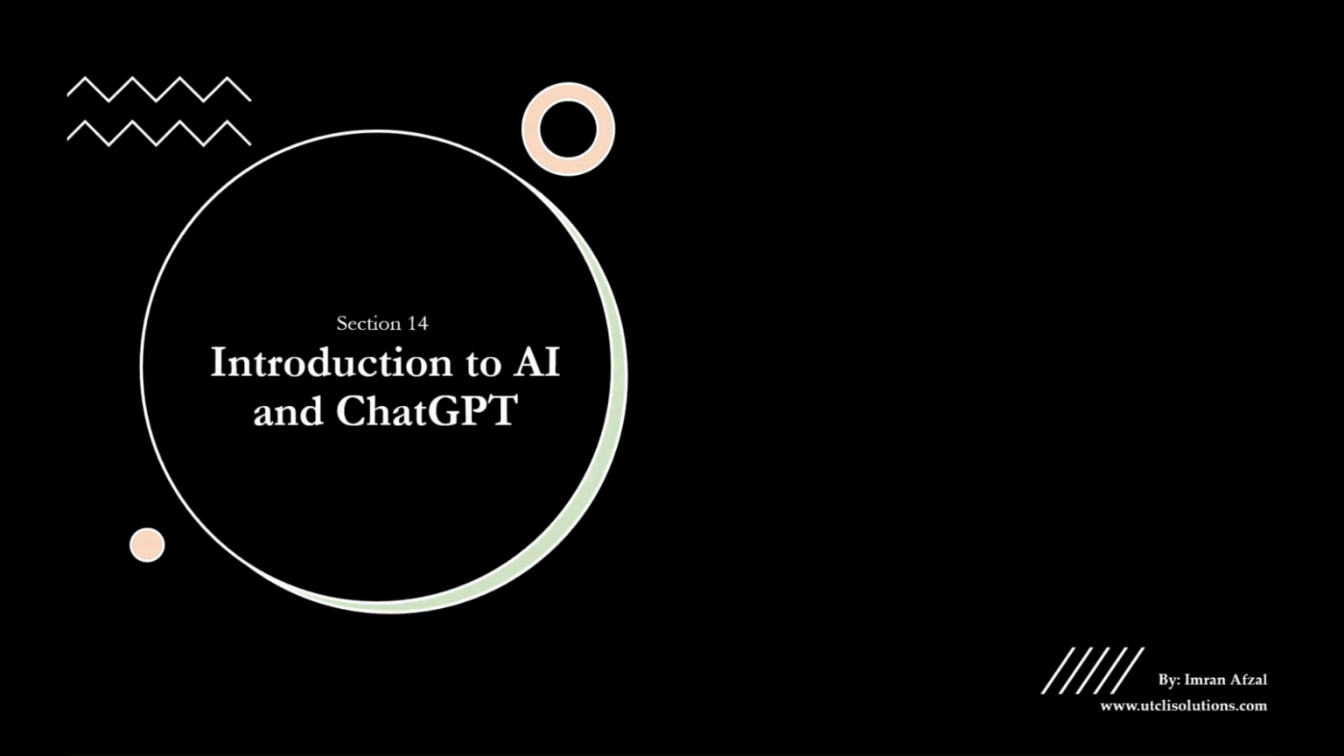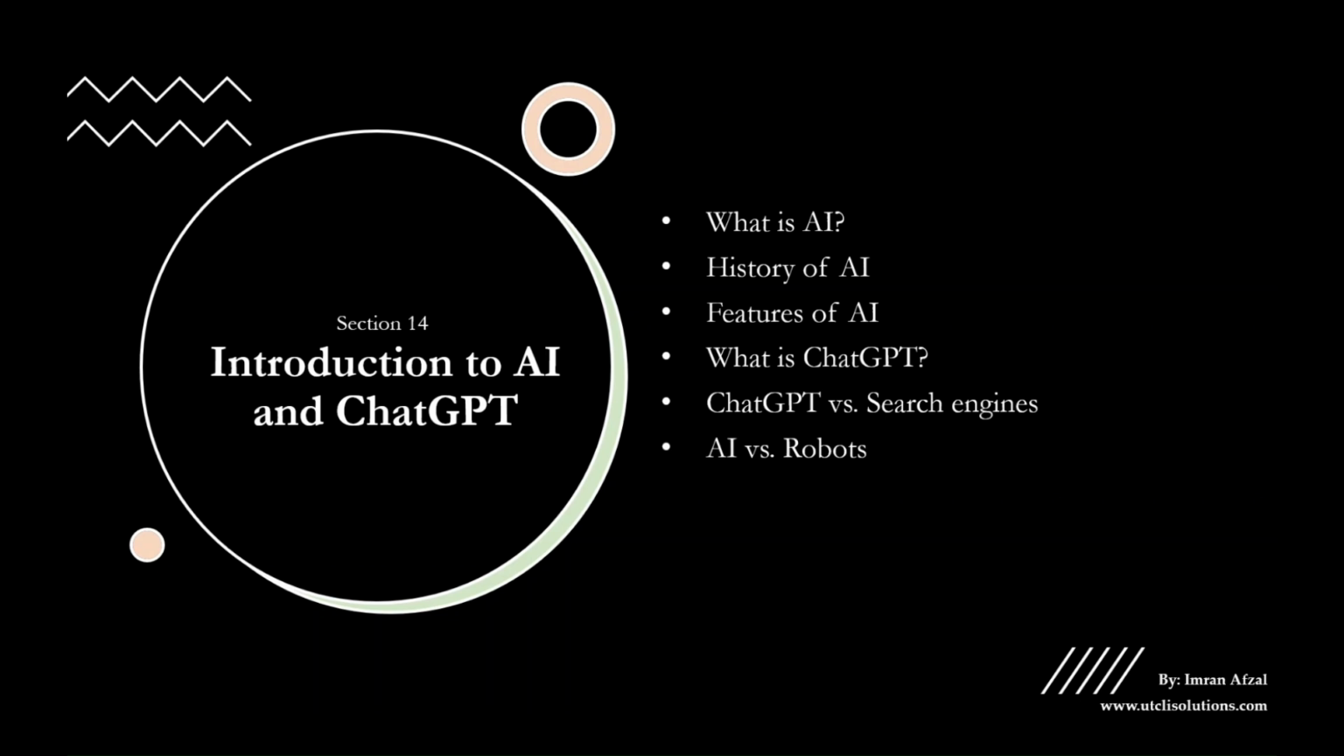In section 14, we'll talk about the introduction to AI and ChatGPT, which everyone is talking about. We'll start with what is artificial intelligence, its history, the features it has to offer. We'll get into AI versus robots, the benefits of AI, and the limitations of AI.